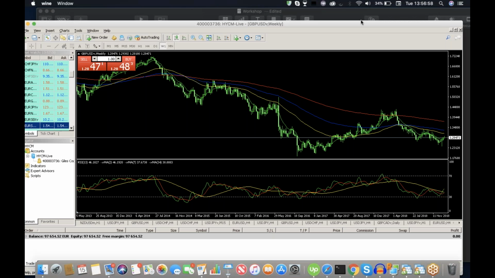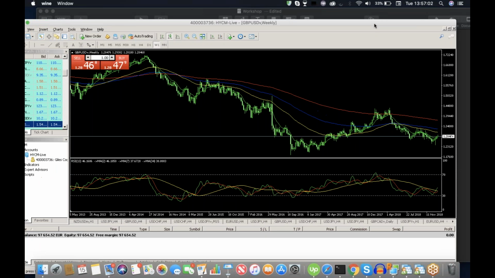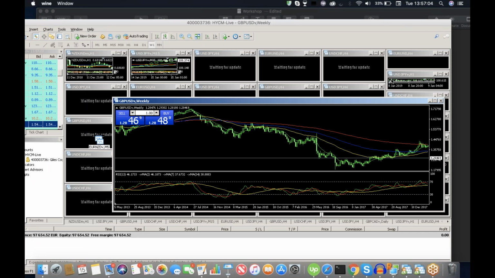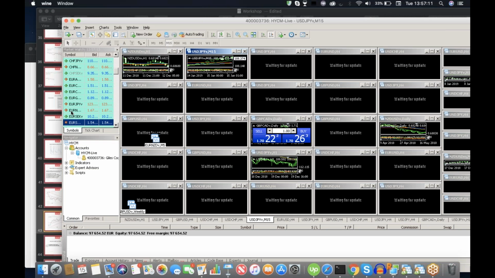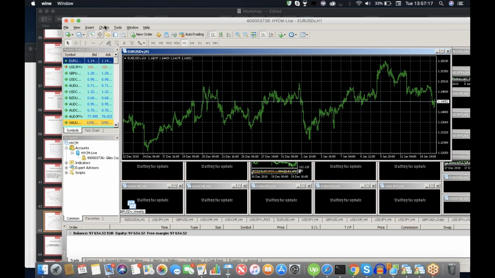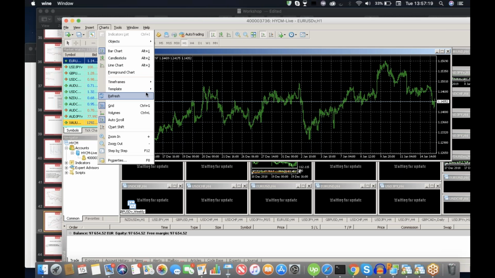So let's go and look. So the US dollar index is increasing. Let's look at the euro-US dollar pair. Just call it up here. So euro-US dollar. We'll just pop a template on.